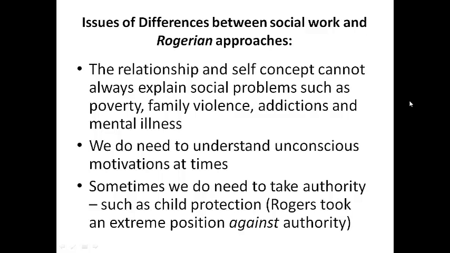Also, sometimes we do need to take authority. We do need to be in an authority position, such as in child protection, when we might have to remove a child. But Rogers took an extreme position against authority. So this is an example of how one theory cannot explain everything. It can explain a lot, and it can be used in how we engage an individual. But we may need to incorporate other theories in order to understand the full picture and provide the most appropriate interventions.